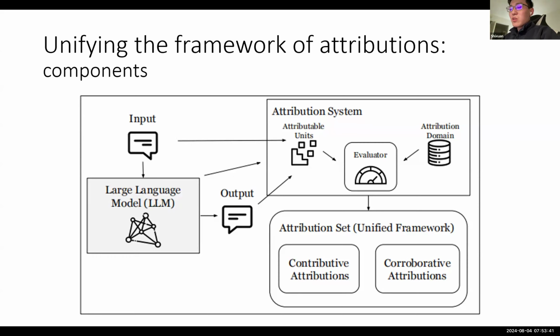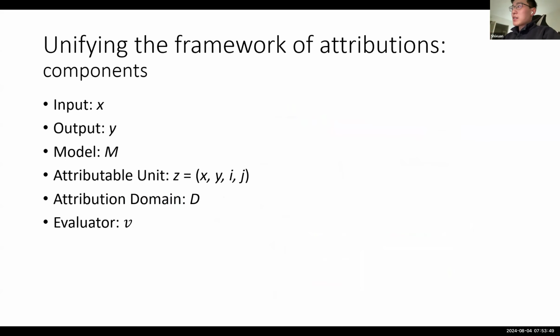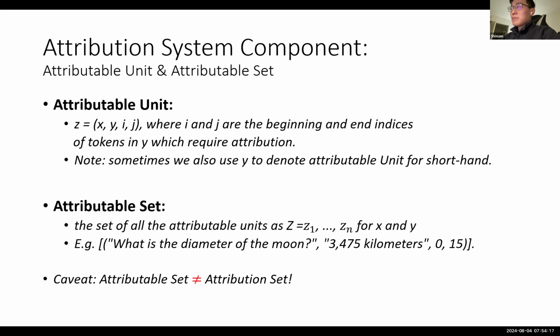So this is a unified framework that works for both kinds of attributions. There are approximately 6 main components in this framework. They are the input X, output Y, model M, and also the attributable unit Z I talked about before, the attribution domain, and the evaluator. I think the first 3 components are very trivial, so we'll skip them, and I will talk about the latter 3 in detail.